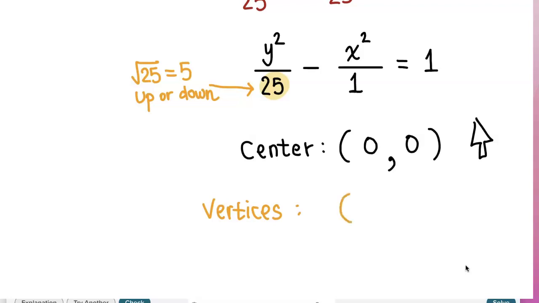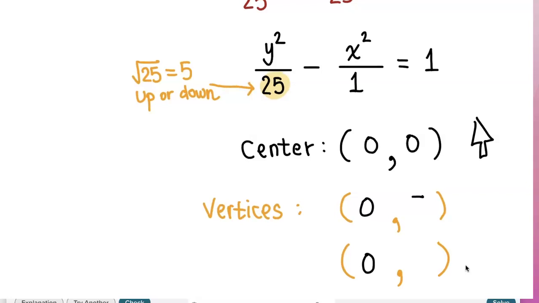The first vertex, now notice that we're not going to change the x coordinate at all because we're not going right or left. So the x coordinates are still 0 and 0. But when you go up 5 from 0, you are at positive 5. And when you go down 5 from 0, you are down at negative 5.